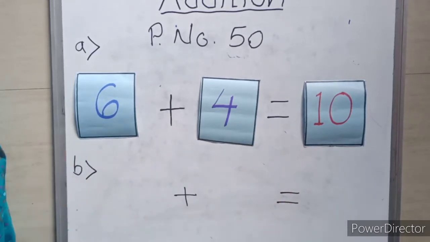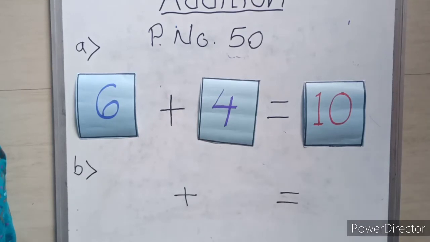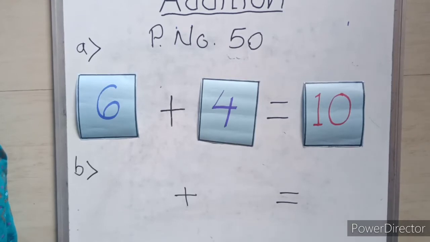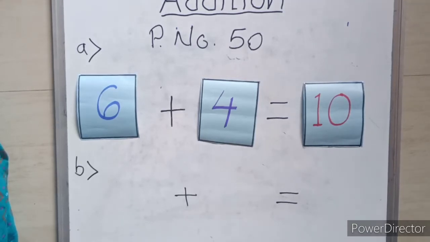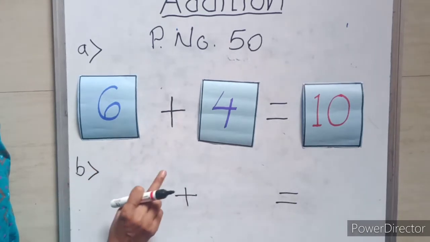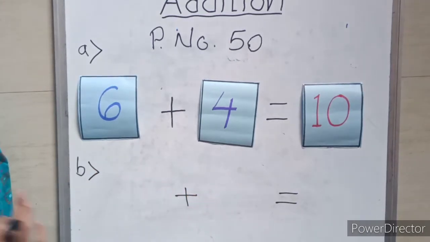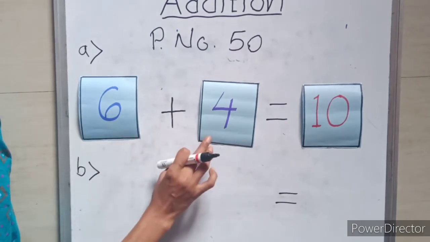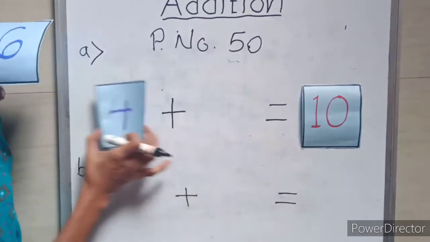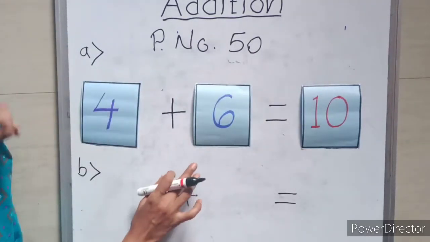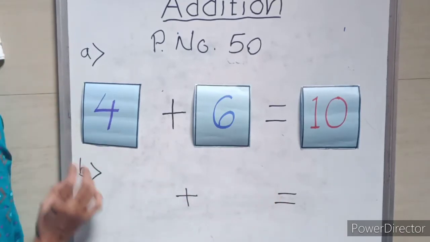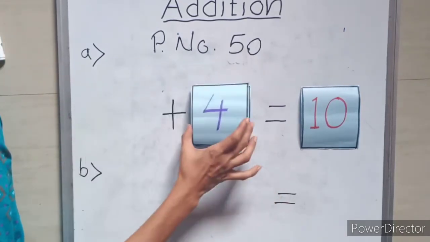The reason is the commutative property of addition. According to this property, we get the same answer whether you add 6 plus 4 or 4 plus 6. The order doesn't matter. It means if we add 6 plus 4, then the answer will come 10, and if we add 4 plus 6, then also the answer will come 10. This is the maths commutative property. Okay.